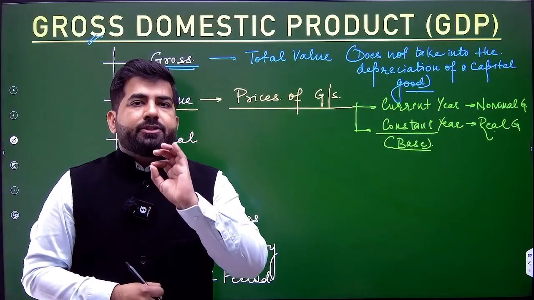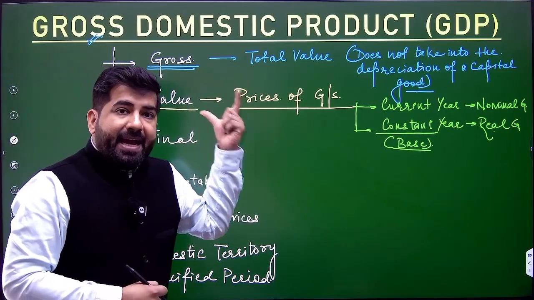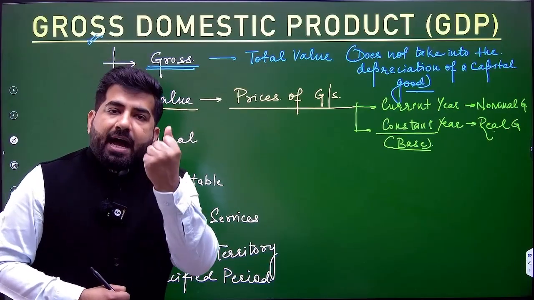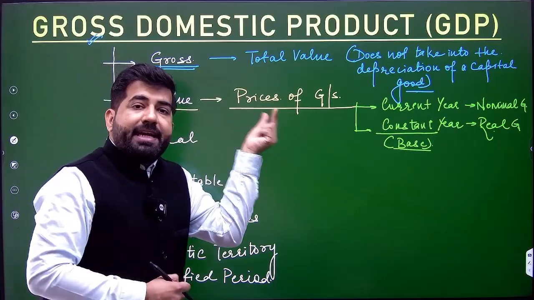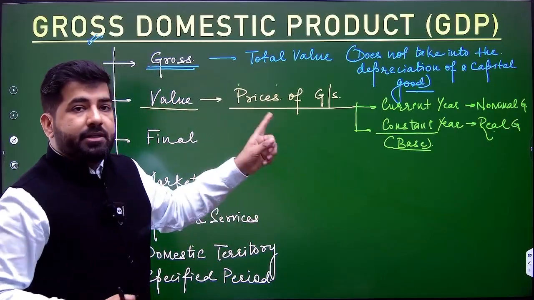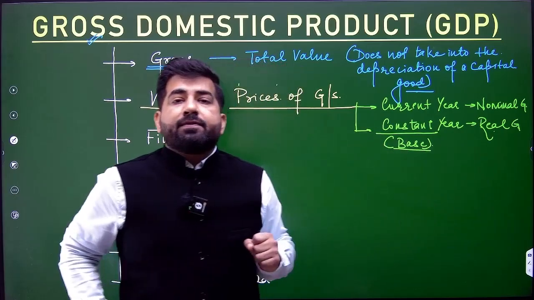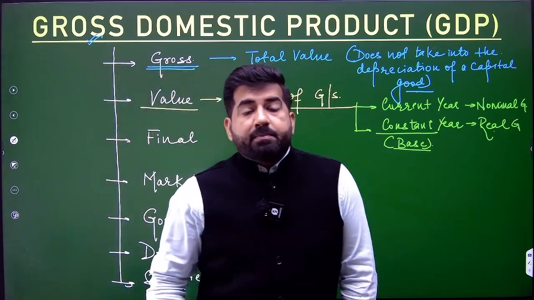So what you understood as of now is that GDP is the gross value. Value means the price of goods: how much is the value of those goods and services being generated. And to know the value of goods and services, what do you need? The prices. The question comes, the prices of which year? Some current year or some base year. Now why is it so? The prices of some constant or base year.